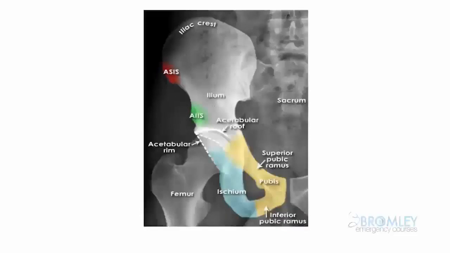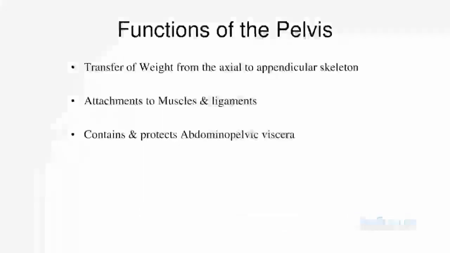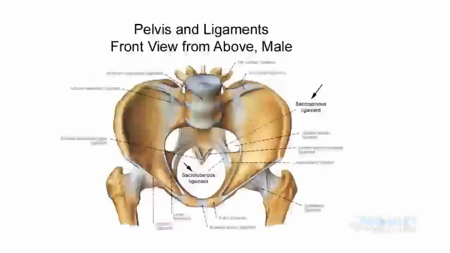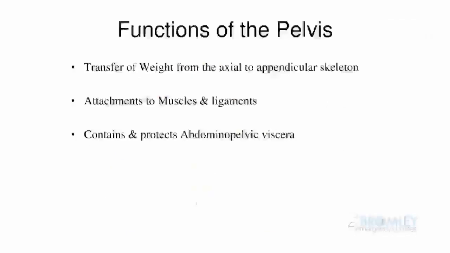Okay, what are the functions of the pelvis? The pelvis has three important functions. One is transfer of weight from the axial to the appendicular skeleton. Provides attachment to muscles and ligaments, and contains and protects abdominal viscera.